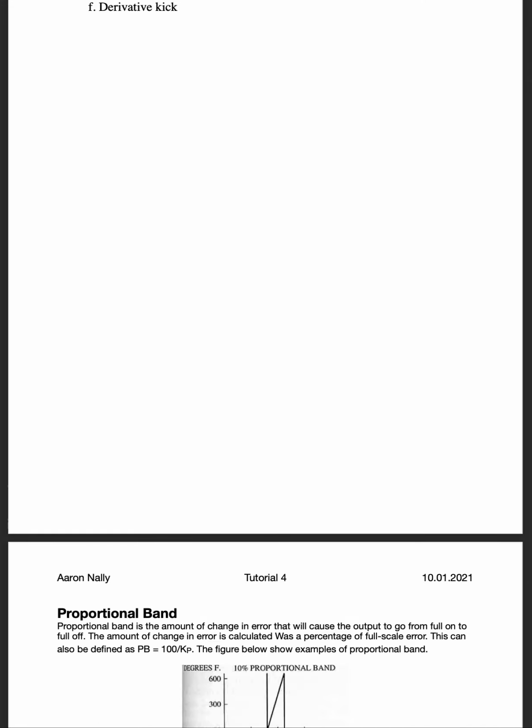Discuss the following terms in relation to controller implementation. A. Proportional band. B. Linearity. C. Disturbance. D. Integral windup. E. Proportional kick. And F. Derivative kick.